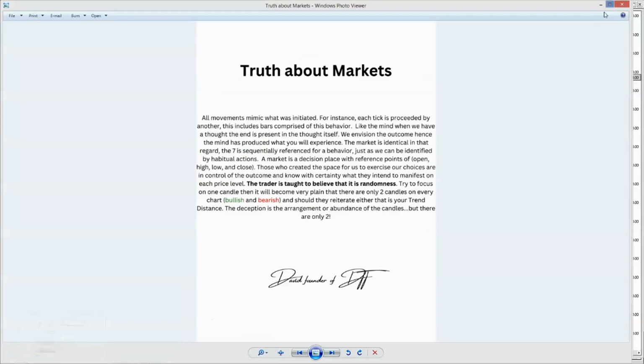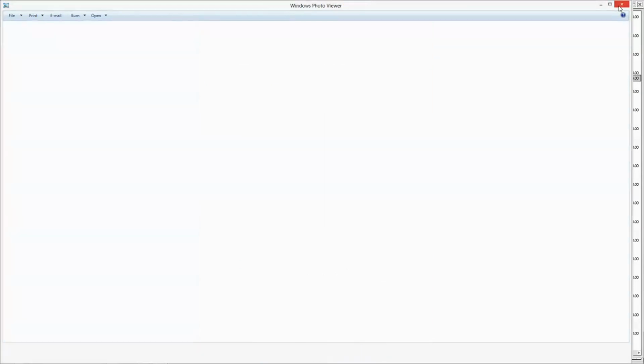All right, so now that we got that out the way, this is what I think about markets. You can take a look at this and read it. I'm not going to read it to you. The trader is taught to believe that the market is random. It is not. I have you know that it's not.